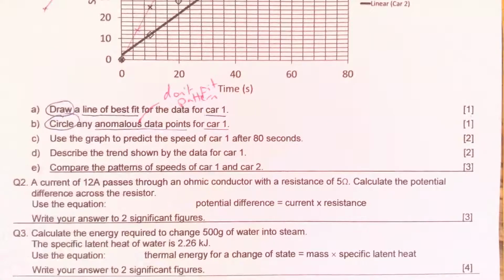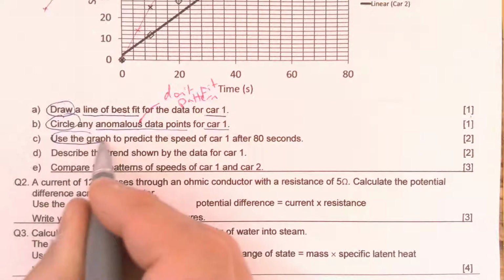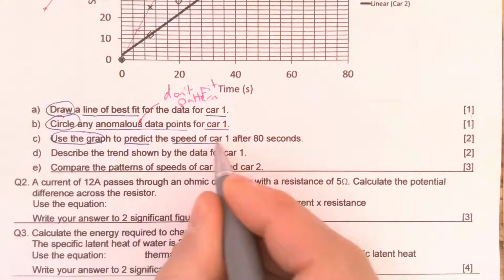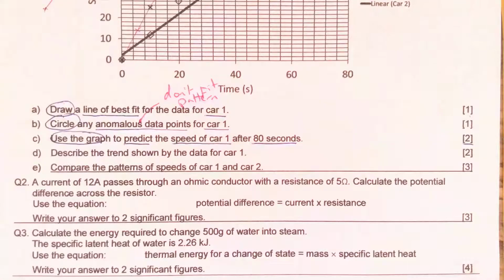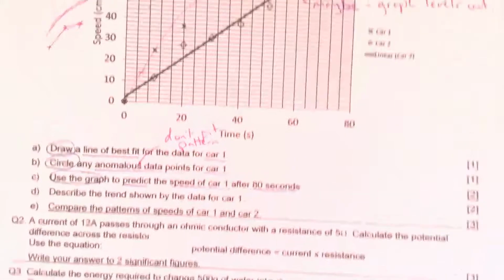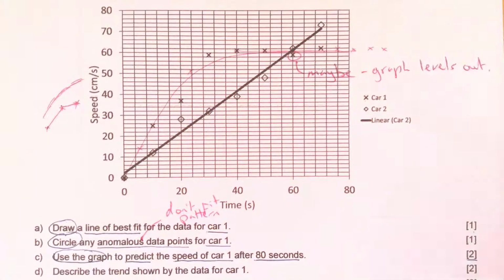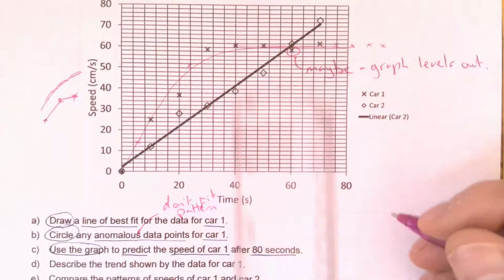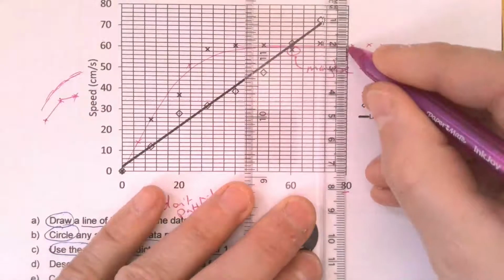Cover the question first, remember. Use the graph to predict the speed of car 1 after 80 seconds. It's worth 2 marks. We're not going to cub this one, but I've got to use the graph. One mark for using the graph. And how do I show that I'm using the graph? Well, I have to draw on that graph. 80 seconds is here. So I'm going to draw a line straight up there.